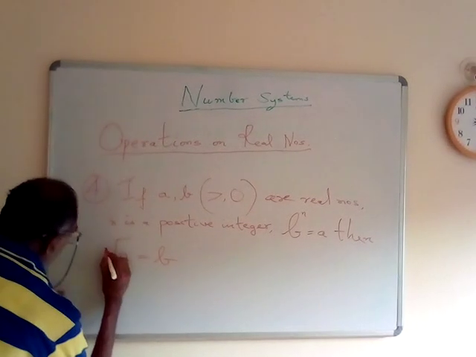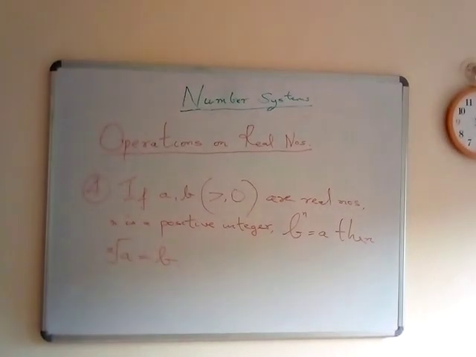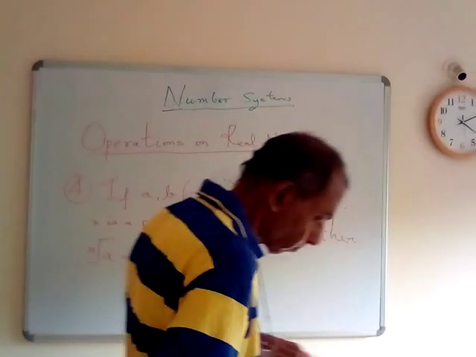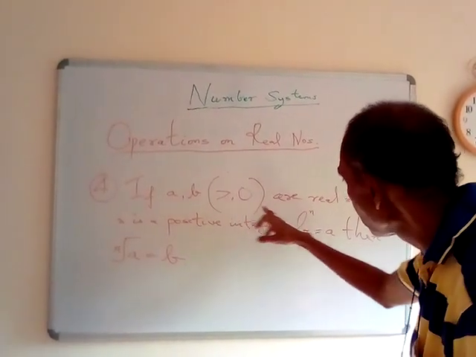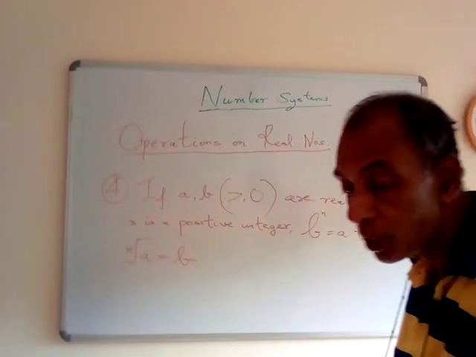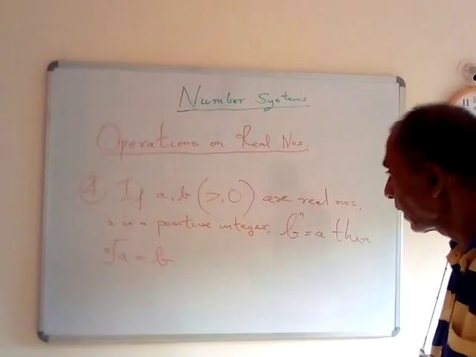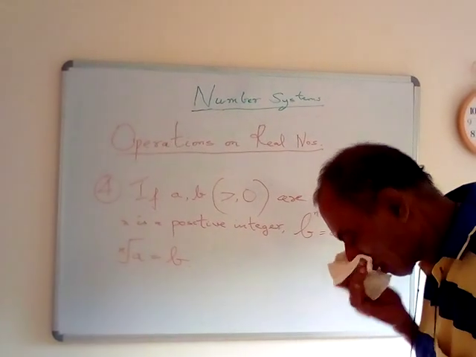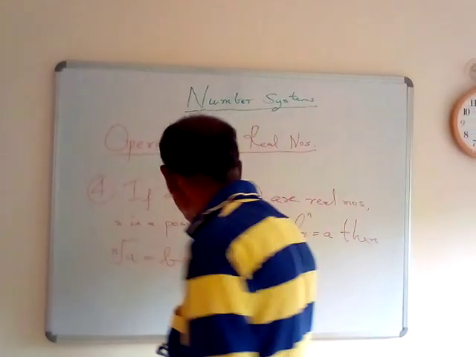N root a, the n root of a, is equal to b. So here, what is being explained? The fourth one is: if a, b greater than 0 are real numbers, so we know that a and b are greater than 0. It can be 1, 2, 3, 4, whatever. And n is a positive integer, so n is also a positive integer, that is also greater than 0.